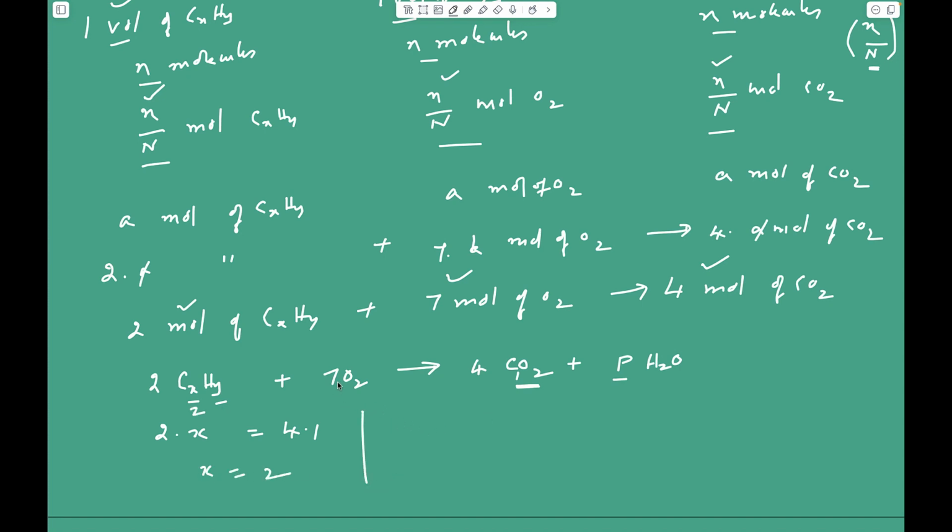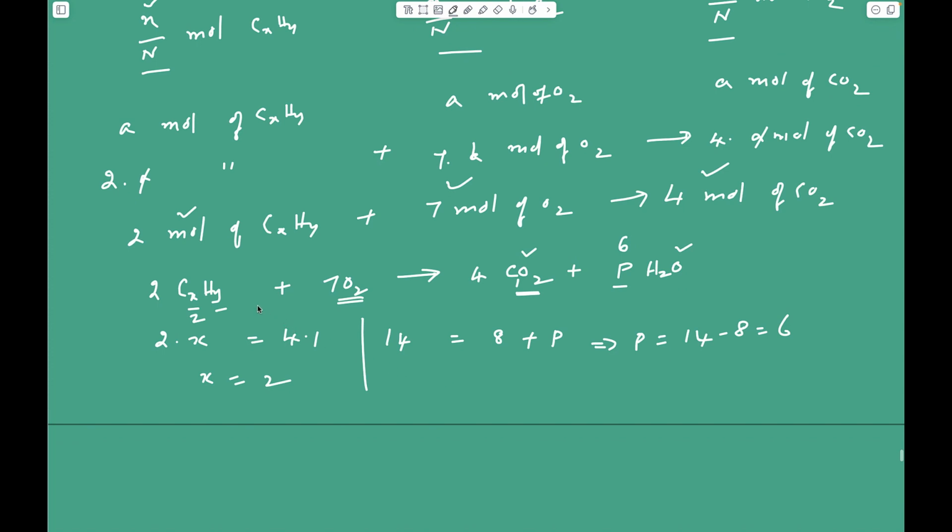Now let us look at the number of oxygen atoms. There are 14 oxygen atoms. Oxygen is only present here. There is no oxygen here. So there are 14 oxygen atoms before the reaction. So there must be the same number of oxygen atoms after the reaction. Oxygen is present here and here as well. So here there are 4 times 2, that is 8 oxygen atoms. Here there is P times 1. The subscript for O here is 1. So there are P oxygen atoms here. That simply means P is equal to 14 minus 8, or 6. So we are able to figure out the number of moles of water produced in this reaction. We got 6 moles of water.